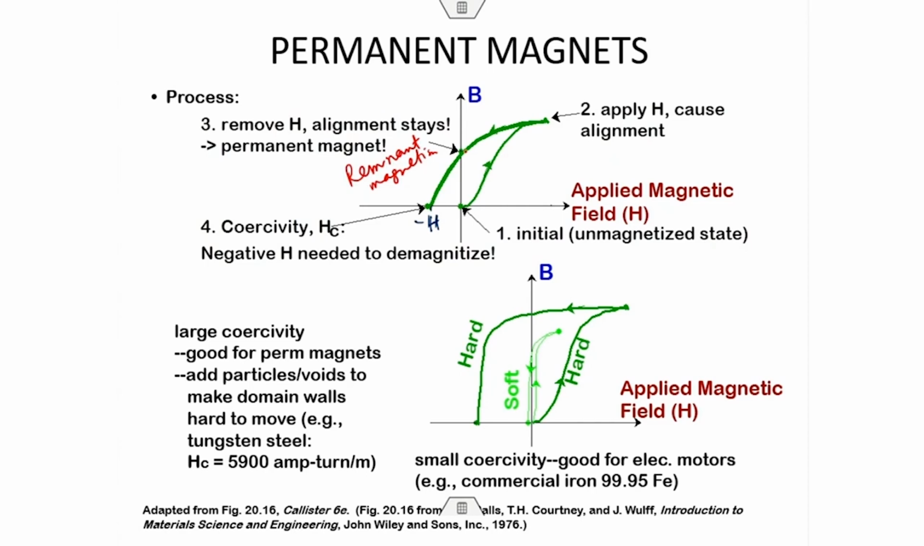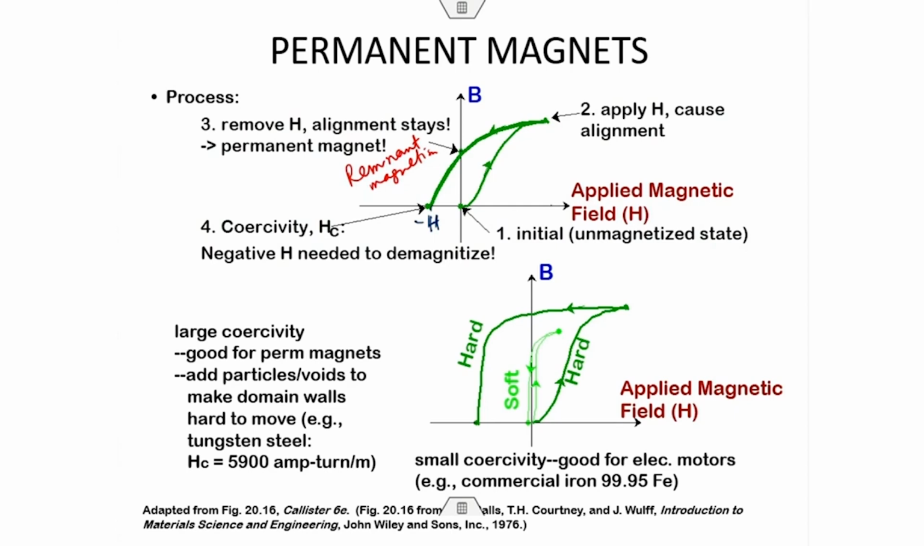But then you keep on decreasing the magnetic field, going negative, until you reach a negative H value, minus H, for which B becomes 0. That is what is known as coercivity. So, large coercivity is good for permanent magnets. That means you need to apply that much negative magnetic field to demagnetize the material. You can add particles or voids to make the domain walls hard to move. There are many ways to do that. Am I clear?